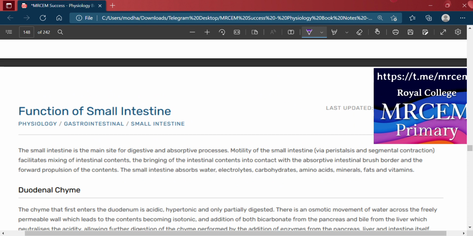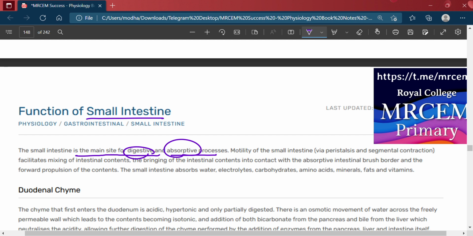Now we'll see the function of the small intestine. The small intestine is the main site for digestion and the absorption processes. Okay, the digestion and the absorption process occur mainly in the small intestine.